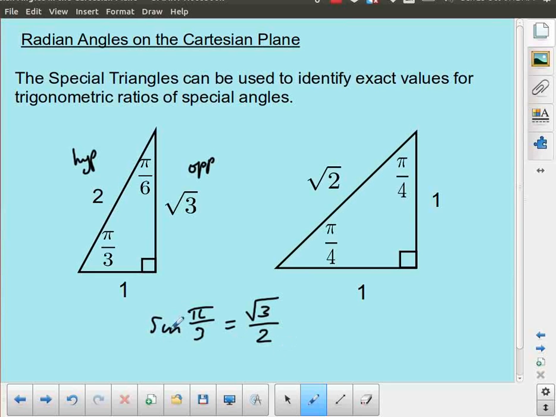Some people take this one step further and they actually just memorize all of these. I don't actually recommend you do that. It's really a good idea for you to memorize these special triangles though. If you can construct these special triangles from memory, then you can quickly and easily come up with all of these trigonometric ratios.